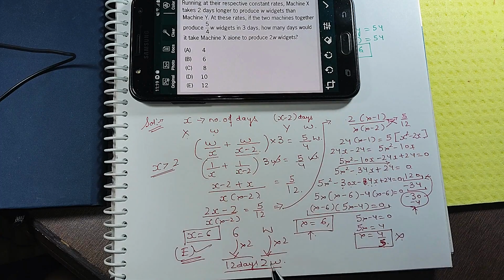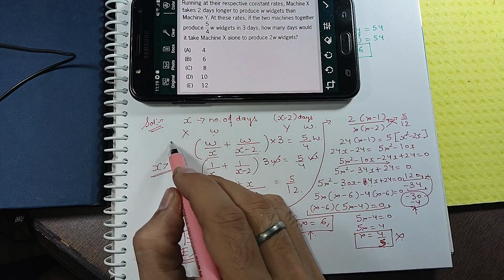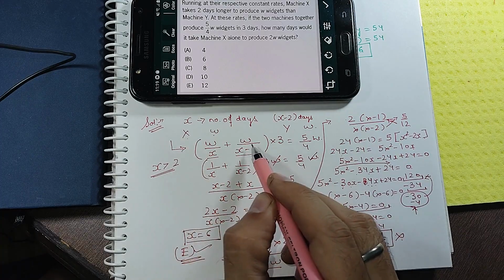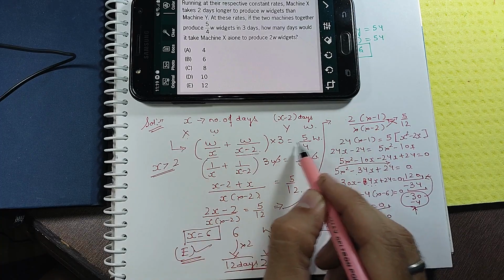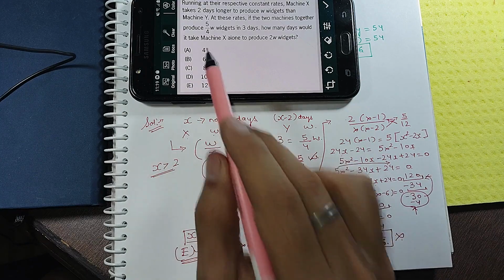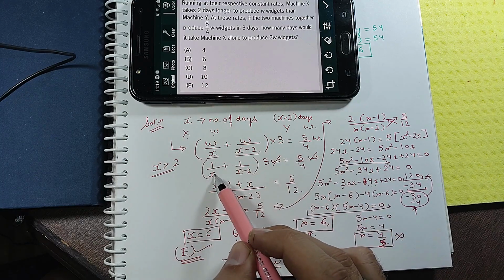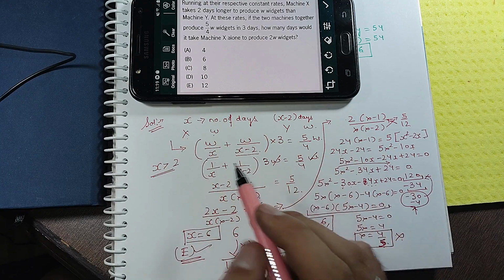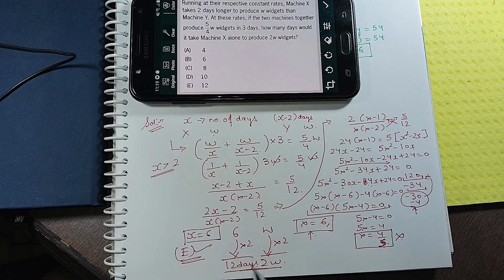There is one more way to solve this. When you have written this equation, W by X plus W upon X minus 2 equal to 5 by 12 W, if you start putting the value of X as 4, it will be 1 by 4 plus 1 by 2 equal to 5 by 12. So by putting the values, you will find that the right option will be option number E, 12 days.